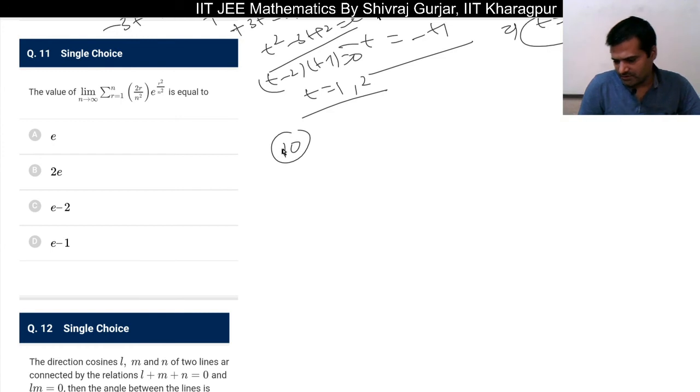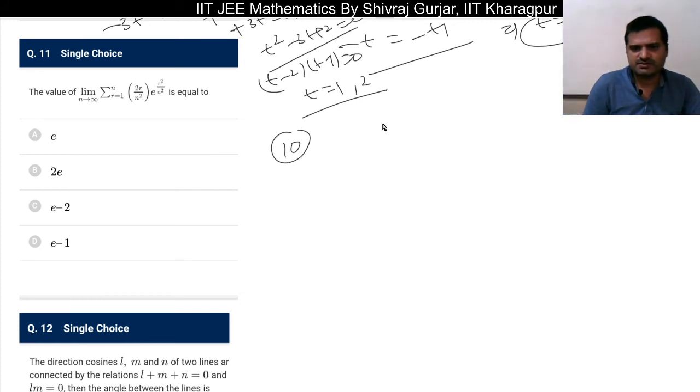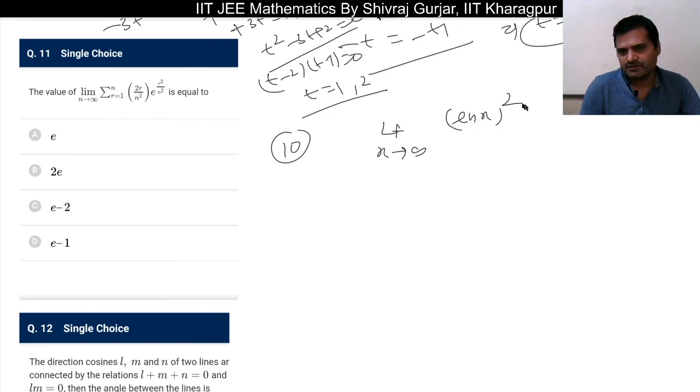What is question 10? Question 10 is asked about a limit. Limit x tends to infinity of ln x square divided by 2 plus 3x square. Okay, so ln infinity is infinity, so this is infinity by infinity form.